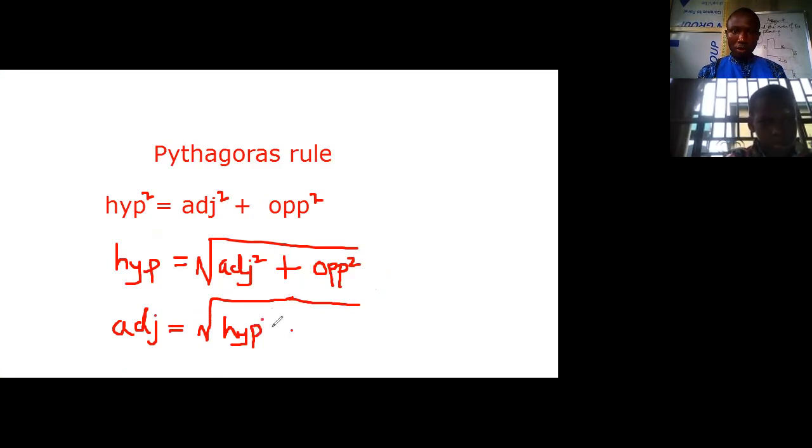Hypotenuse squared minus opposite squared.